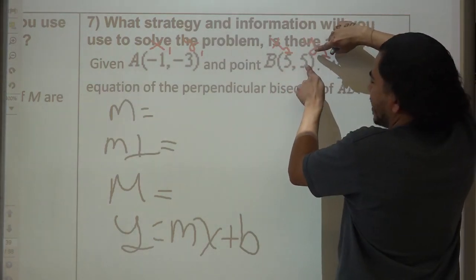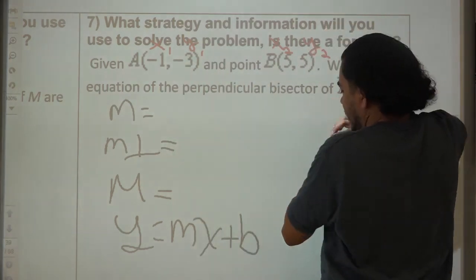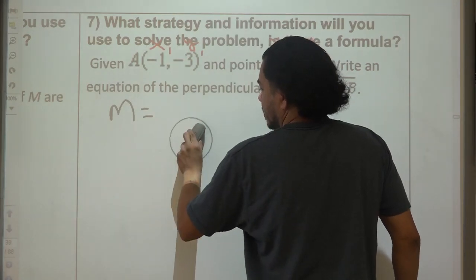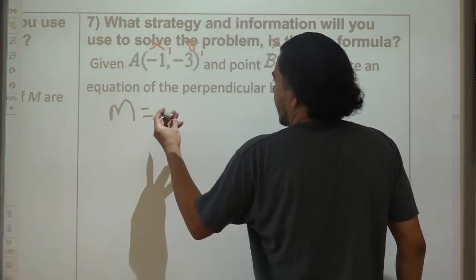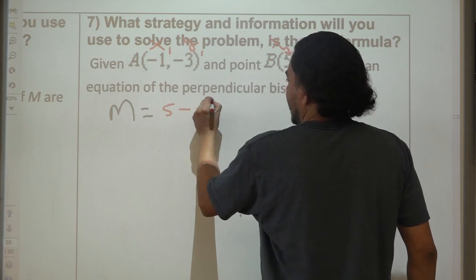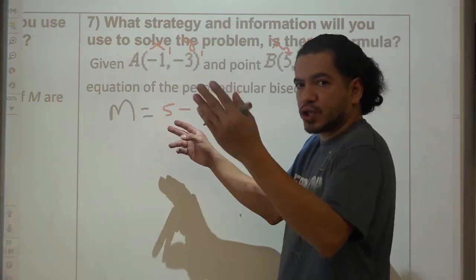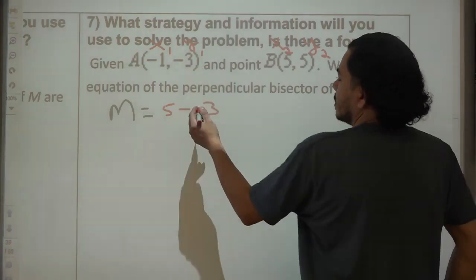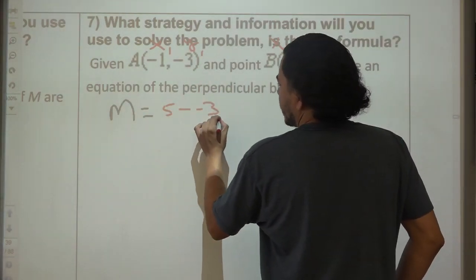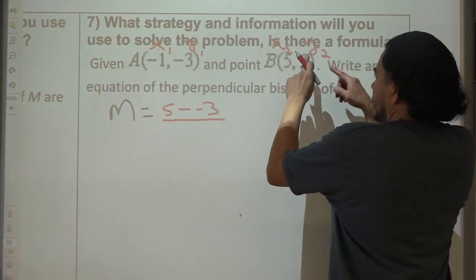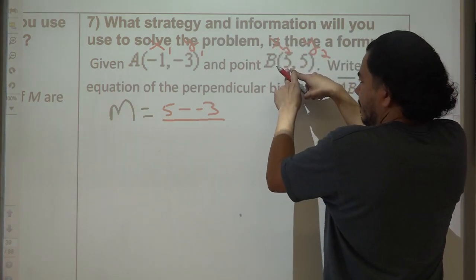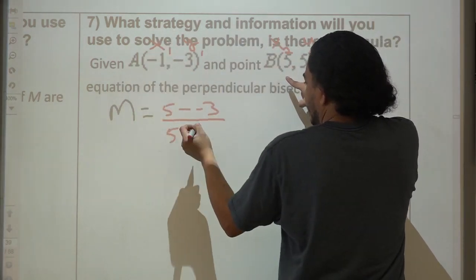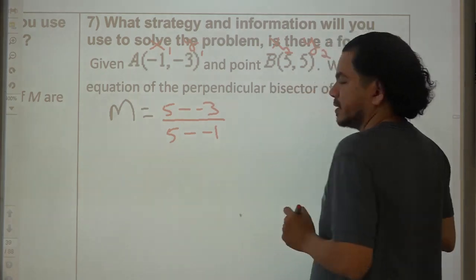All right, so 5 minus negative 3. You know what, let's do this, because you might not understand this. The minus comes from the slope formula. The negative 3 is just the y1. All right, 5 minus negative 3 over x2 minus x1. See that?